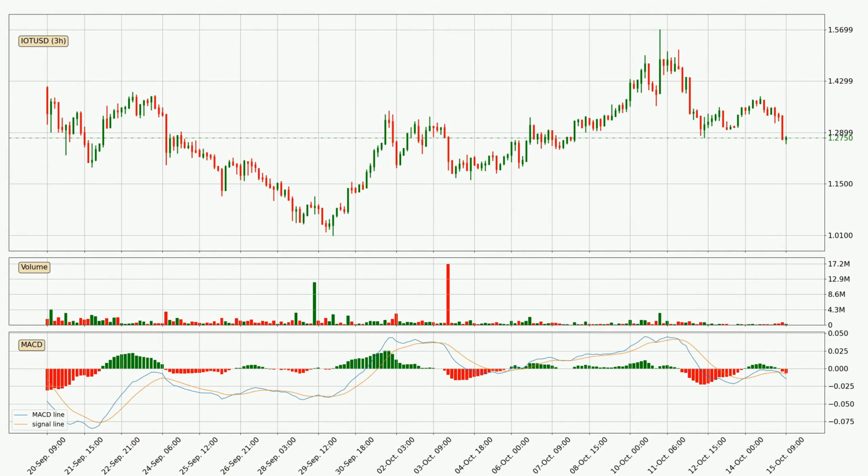Jumping to the 3-hourly MACD, the trend is currently going down because the MACD line is below the signal line. We can expect for the price to continue going down or perhaps remain at least stable because the MACD histogram shows the momentum currently being strong.